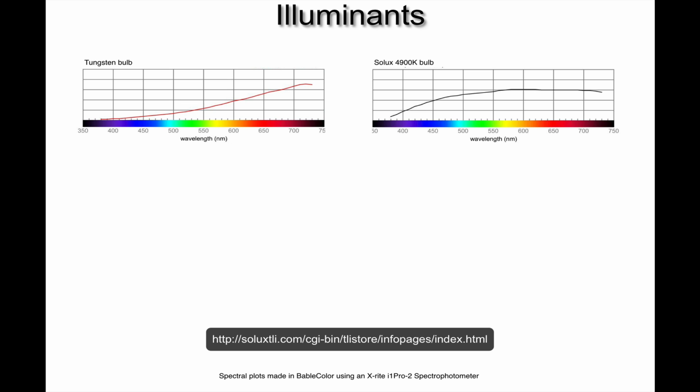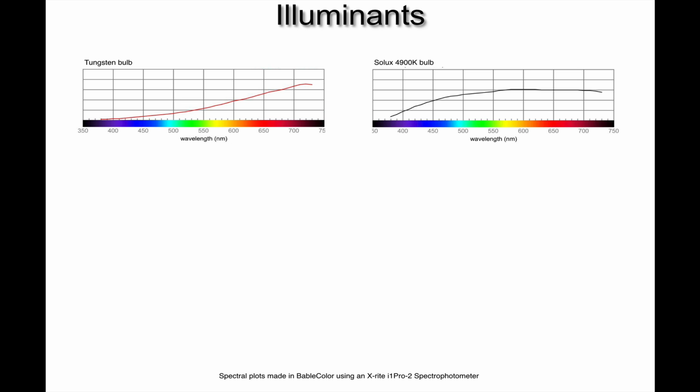You can see that the shape is quite different. One of the nice advantages of the Solux bulb, it's a daylight simulated bulb, is that it does a very nice job. But again, it's quite different from this tungsten illuminant, as you can see here.